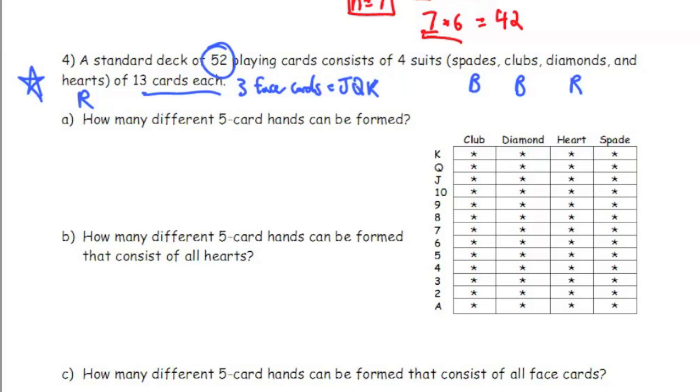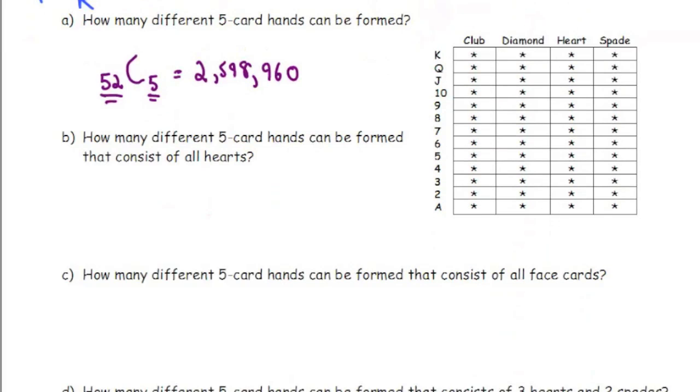How many different 5-card hands can be formed? Well, we don't care what the order is. You can imagine shuffling the deck and just throwing out 5 random cards. So again, that's a combination type question. We have 52 possibilities, and we're going to choose 5 of them. And that's just equal to a whopping 2,598,960. So again, 52 cards in the total deck. We're selecting 5 of them. There's over 2.5 million different ways of combining them like that.